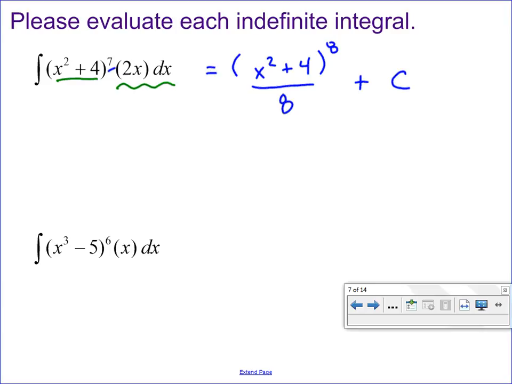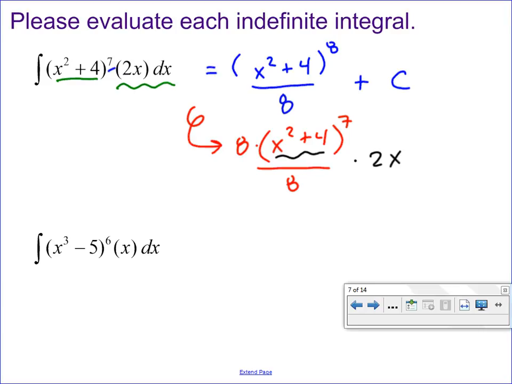Well, we can always differentiate our antiderivative and see what we generate. And so it looks like I got 8 times x squared plus 4 to the 7th all over 8 plus the derivative of a constant and times the derivative of the base, times 2x, and that's exactly what we have because the 8's cancel out. There's my original.